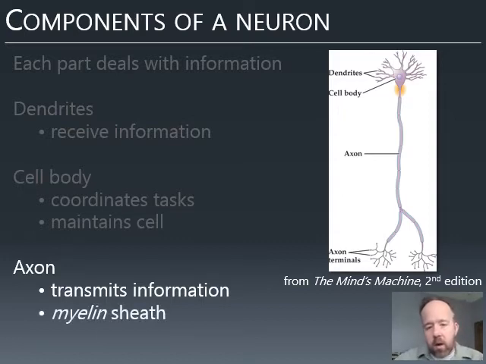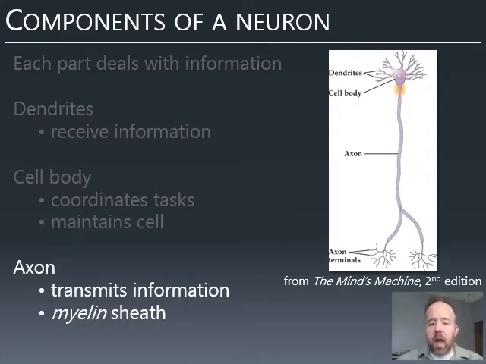As you can see here, the axon is covered in what's called a myelin sheath. As the name suggests, it's a covering made of a substance called myelin, which is a fatty, sort of waxy substance. You can see here on the right, it makes the axon look like a series of sausage links. But the purpose is to make information transmission faster and more efficient.